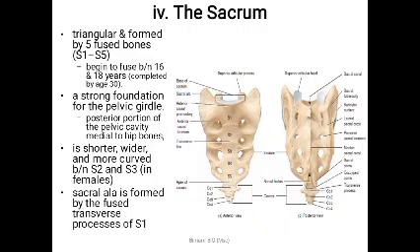4. The sacrum is triangular and formed by 5 fused bones, S1 up to S5, which begin to fuse between 16 and 18 years, completed by the age of 30. It is a strong foundation for the pelvic girdle. It forms the posterior portion of the pelvic cavity, medial to the hip bones, and is shorter, wider, and more curved between S2 and S3 in females. The sacral ala is formed by the fused transverse process of S1.